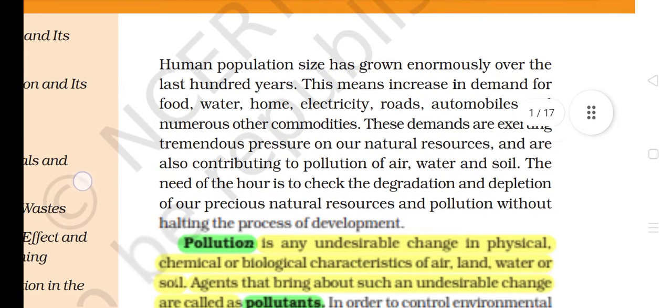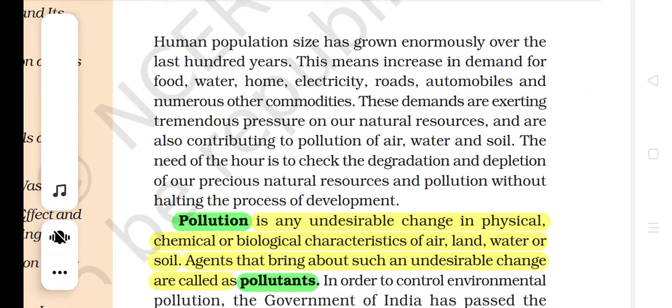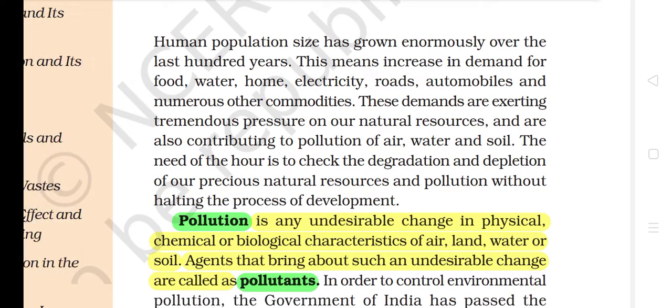Human population size has grown enormously over the last 100 years. This means increase in demand for food, water, home, electricity, roads, automobiles, and numerous other commodities. These demands are exerting tremendous pressure on our natural resources and are also contributing to pollution of air, water, and soil. The need of the hour is to check the degradation and depletion of our precious natural resources and pollution without halting the process of development.